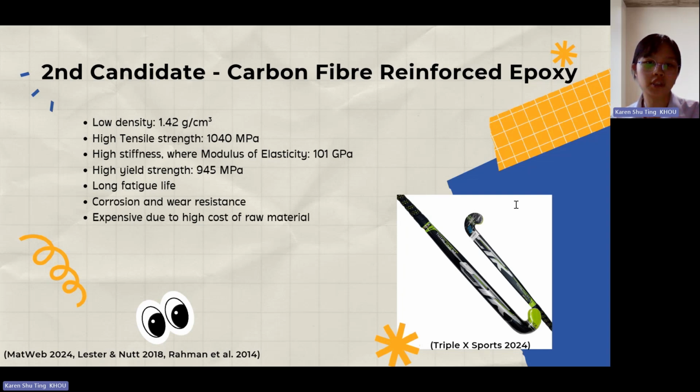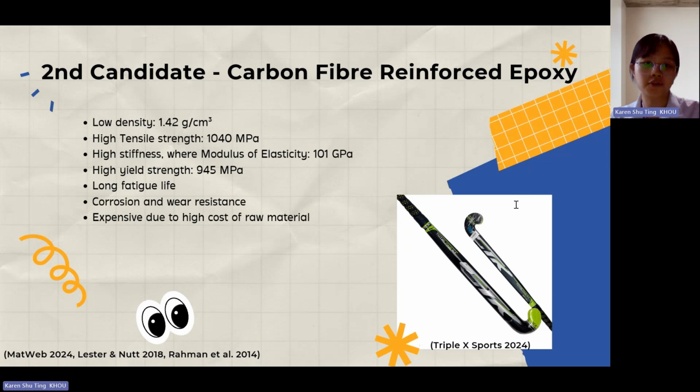Carbon fiber reinforced epoxy also has a high modulus of elasticity, around 101 gigapascal. So it is a stiff material, which means it can resist the change of shape. In addition, this composite material has high yield strength, about 945 megapascal, so it can withstand higher stress before it is plastically deformed.